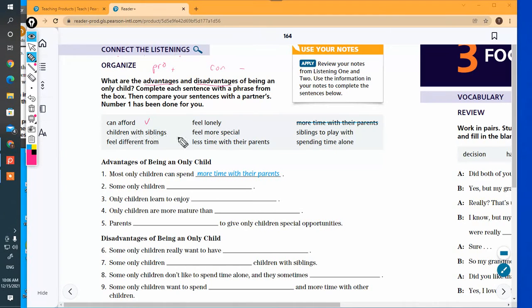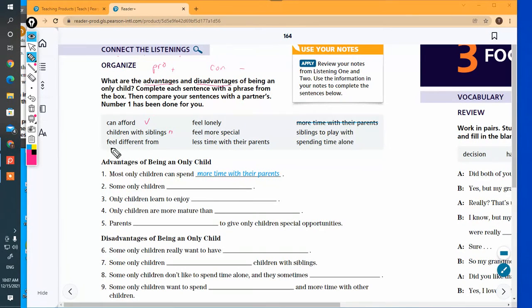This is a verb. Children with siblings. Okay, so these are nouns. These are nouns, and the way they're using them now, it looks like expressions because we have a noun and a preposition and the object of the preposition. But don't worry about that. Feel different from, okay? Here's another expression. You're going to use it with two ideas. Maybe only children feel different from children with siblings.